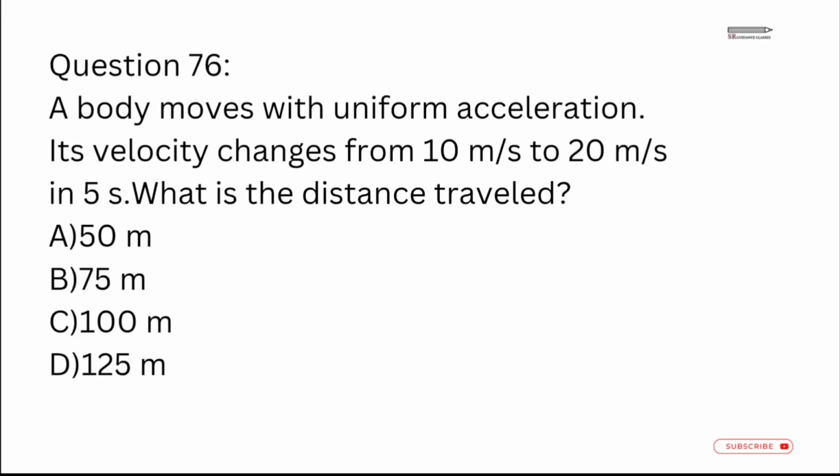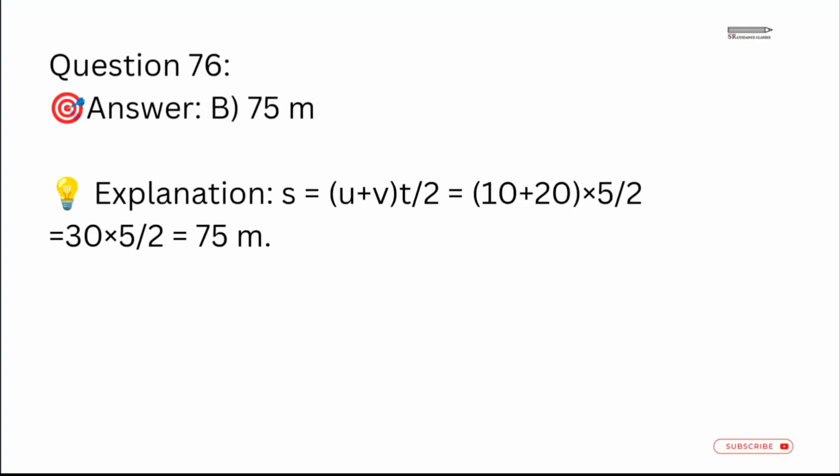A body moves with uniform acceleration. Its velocity changes from 10 meter per second to 20 meter per second in 5 seconds. What is the distance traveled? The answer is option B, 75 meter.